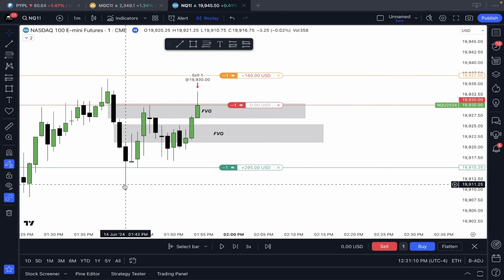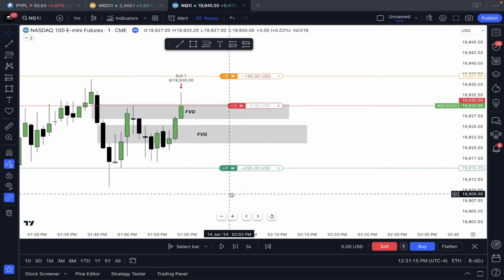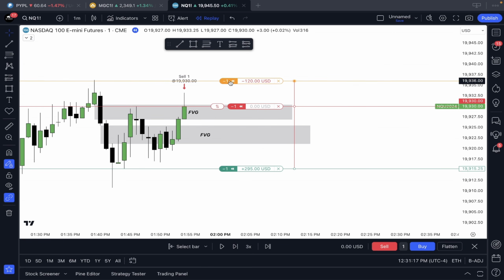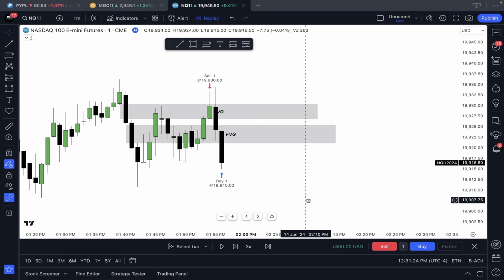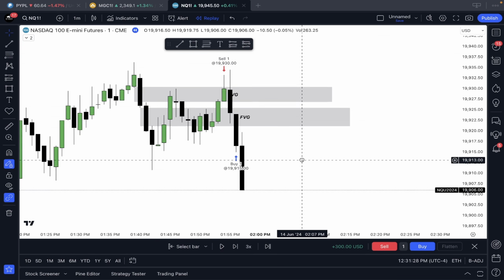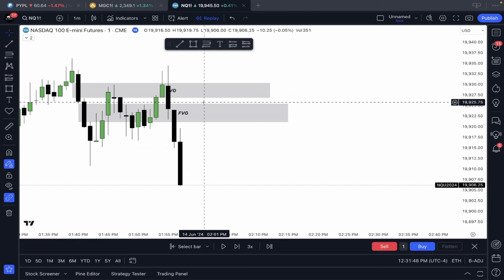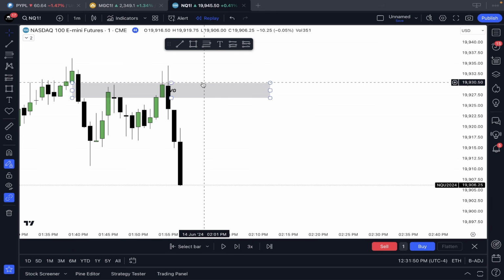Okay, as you can see, we have a low right here, fairly equal lows. So, here you go. So 130 to make 300. Let's see. We instantly hit take profit. We even continued lower, went past this low. So now let's erase these fair value gaps and look for another entry for another example.